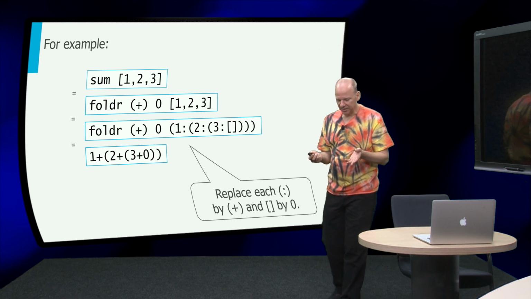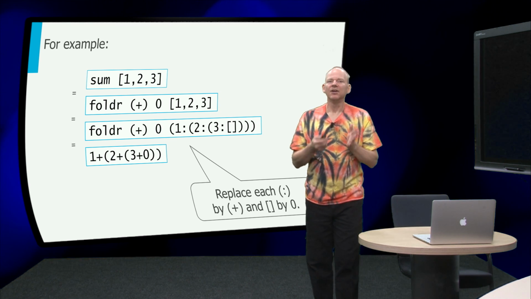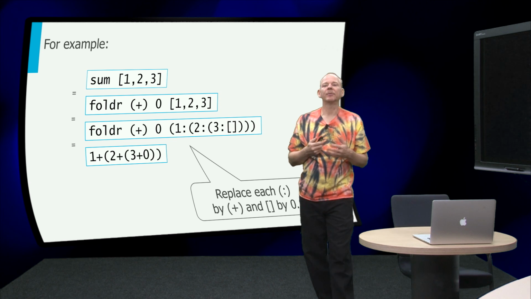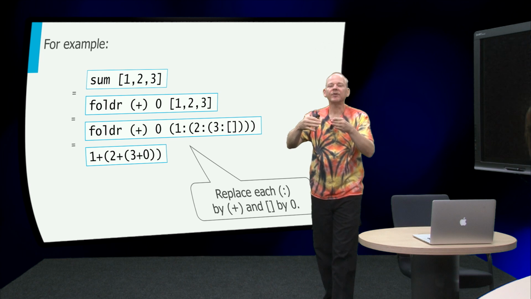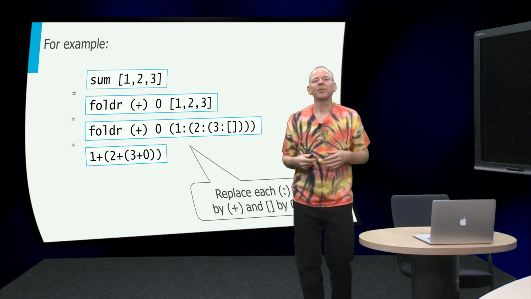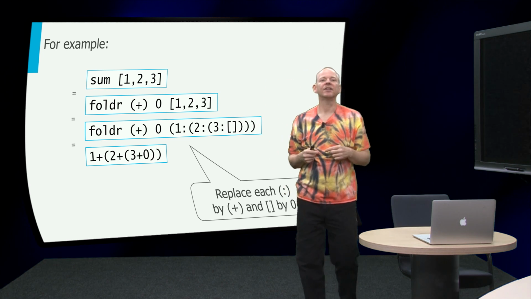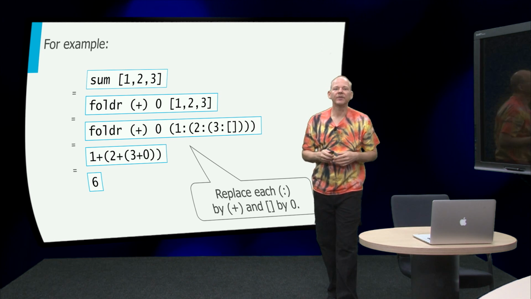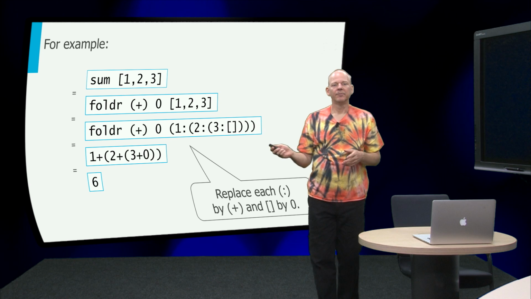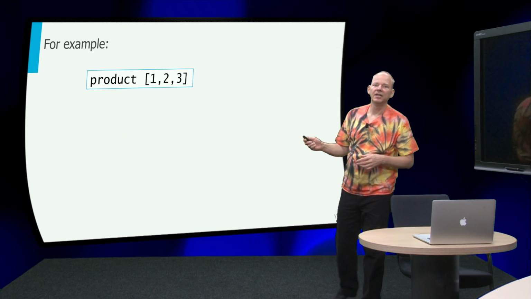If you're familiar with the visitor pattern, foldr is really very similar to the visitor pattern. It visits the list, and for every constructor, it applies a function. And that function is passed as the parameter to foldr. And if we evaluate 1 plus 2 plus 3 plus 0, the result is 6.